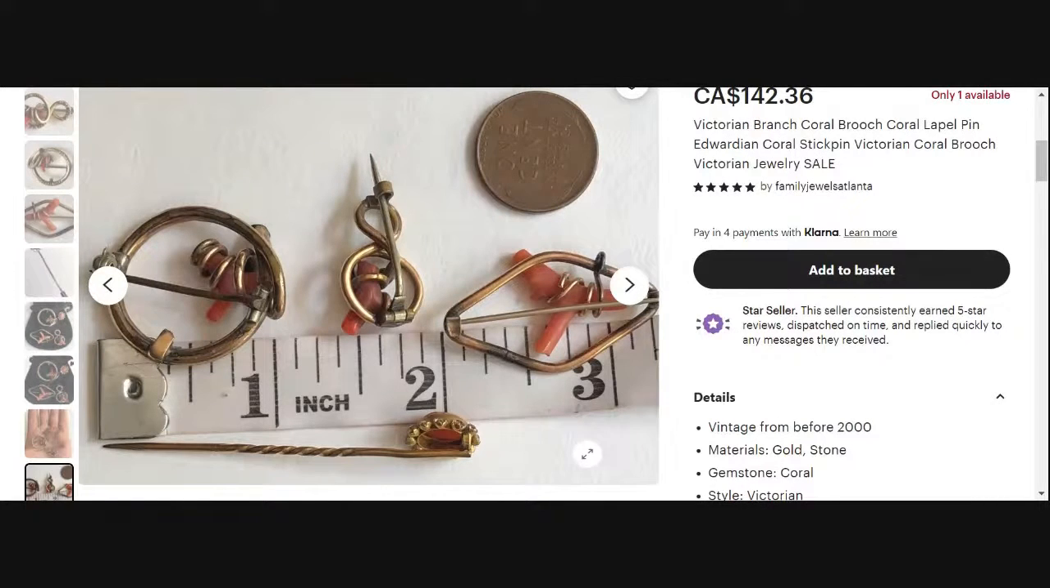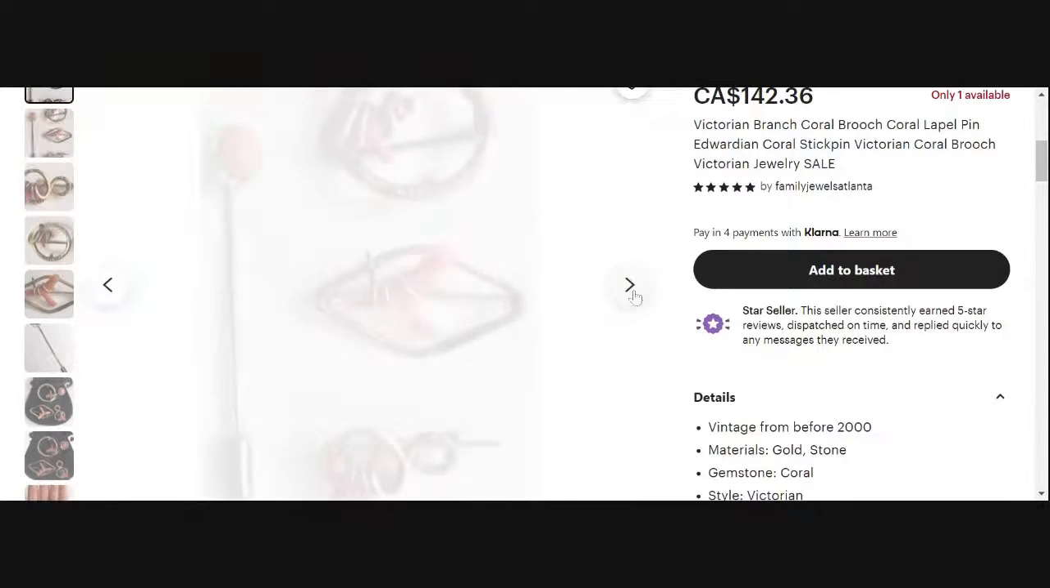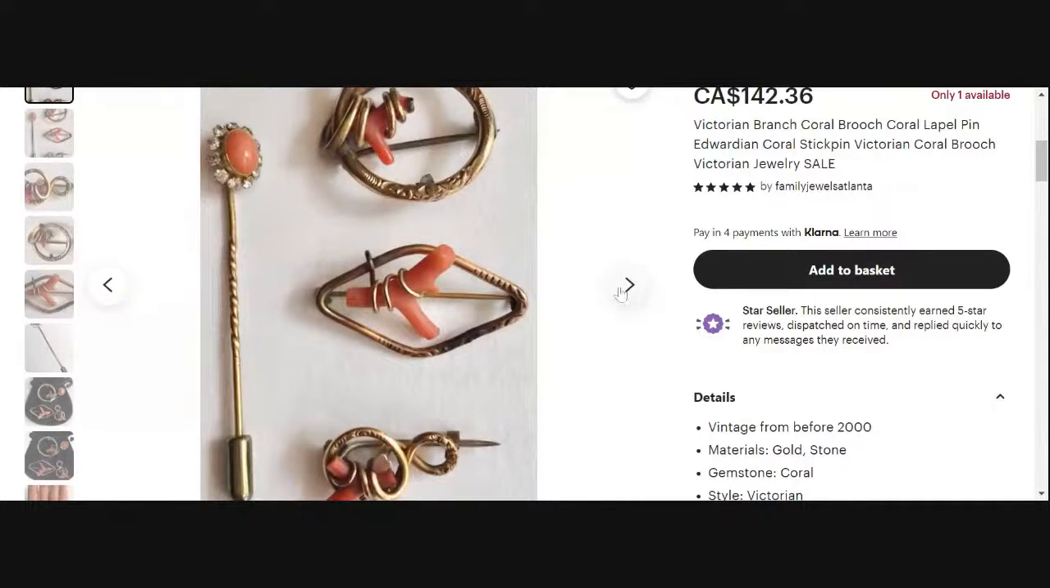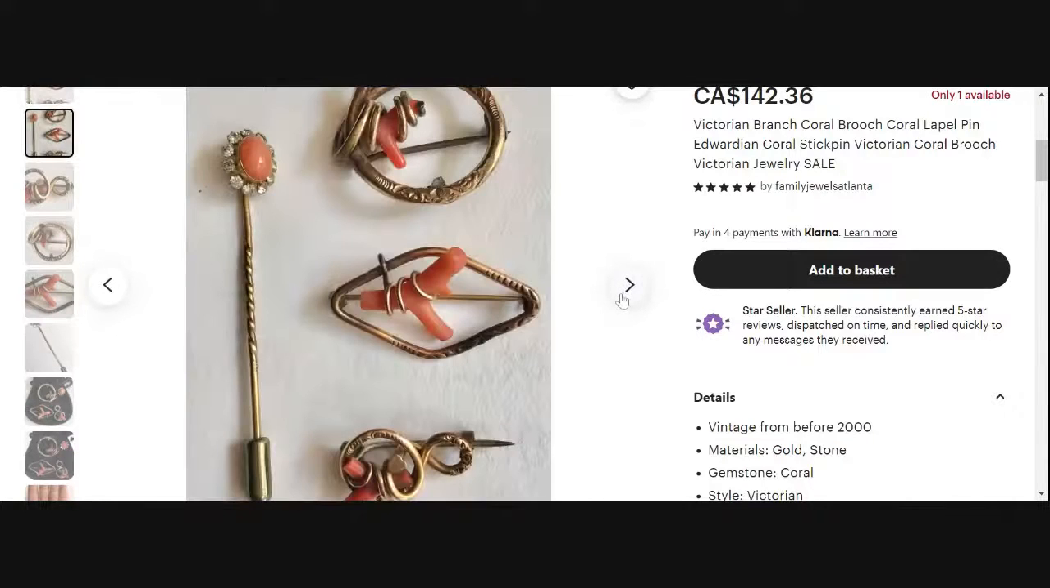There we have it. Yeah, I do feel that this one is a little bit small. It could be by design, but it does feel a little bit small in terms of the piece of coral that's there. So I do wonder if maybe it had seen a better day and a little nubbin was broken off of it.